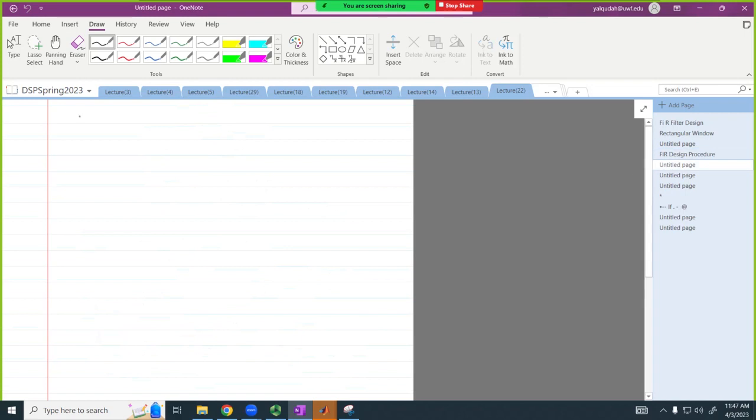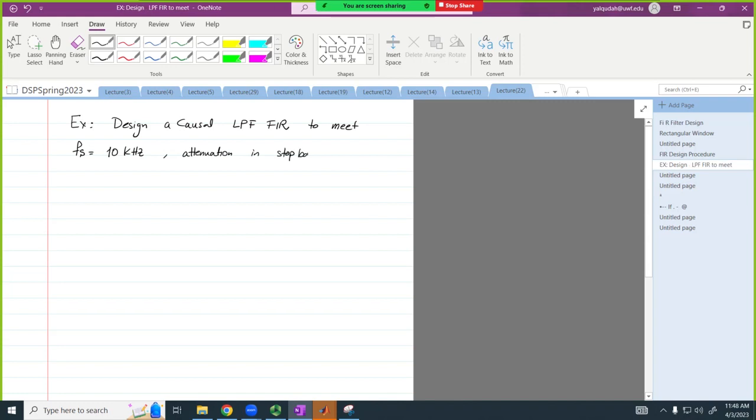As an example, we're going to do two examples. We're going to do a low pass filter and then a band pass filter. We're going to design a causal low pass filter that is FIR to meet the following specifications. The sampling frequency is equal to 10 kilohertz, and we want the attenuation in the stopband to be greater than or equal to 30 dB.